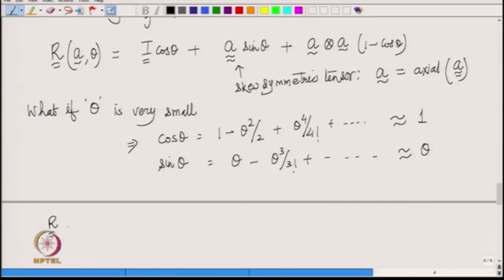So, then small r of A comma theta is simply identity plus A, the skew symmetric A into theta plus A tensor product A into 1 minus 1. So, this actually drops out.